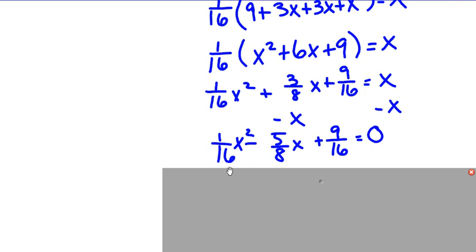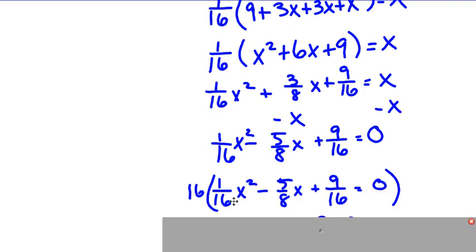So if we think about adding and subtracting fractions, we should have a common denominator. If we look at our denominators, the common denominator would be 16. So I could distribute a 16 through the entire equation. To undo that division, let's multiply each side by 16. And by doing so, this first term would be x squared, the second term would be negative 10x, and our third term would be 9.